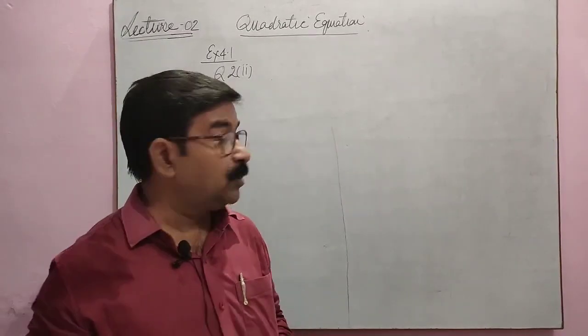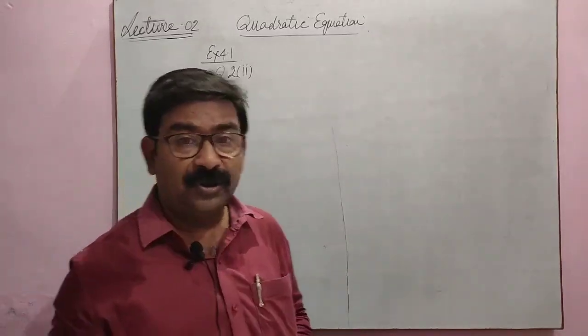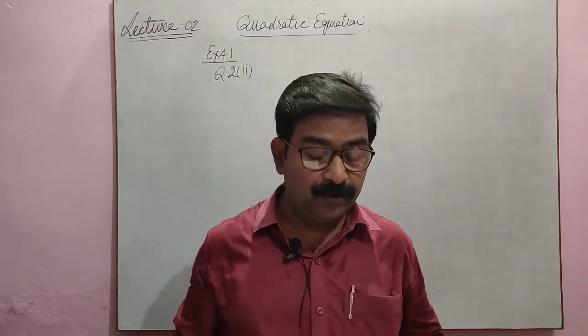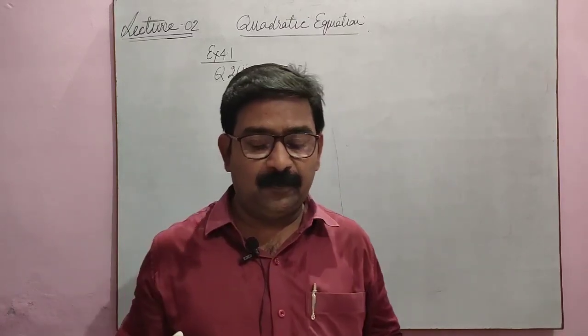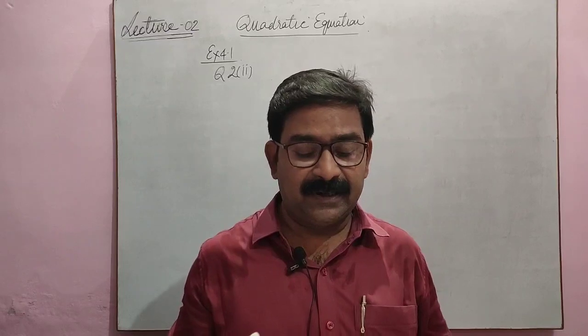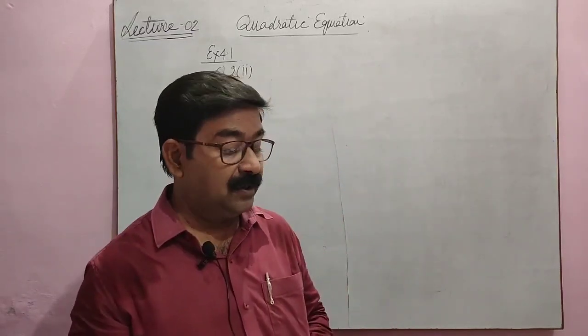Now we are coming to question number 2, second part. I am just reading the question. You should have your book in front of you. Now let's see question number 2. The product of two consecutive positive integers is 306. We need to find the integers.